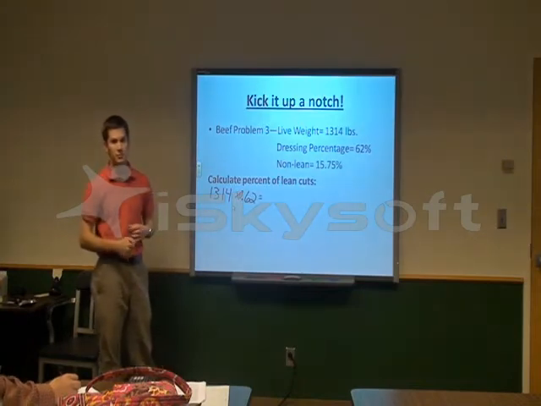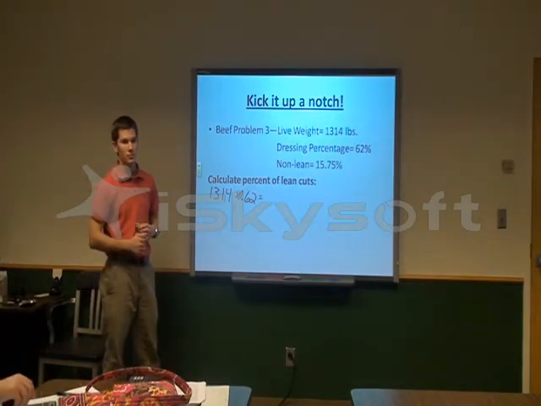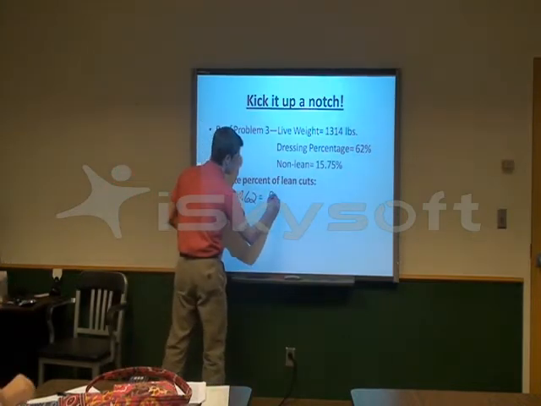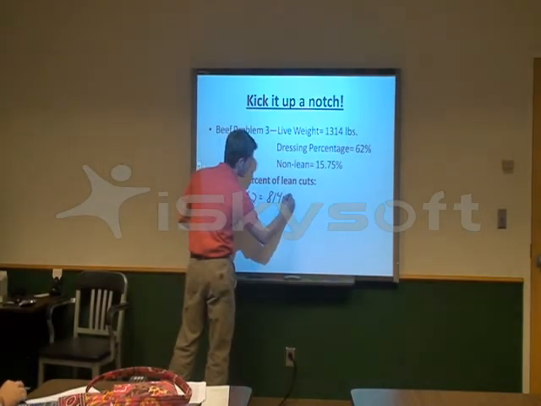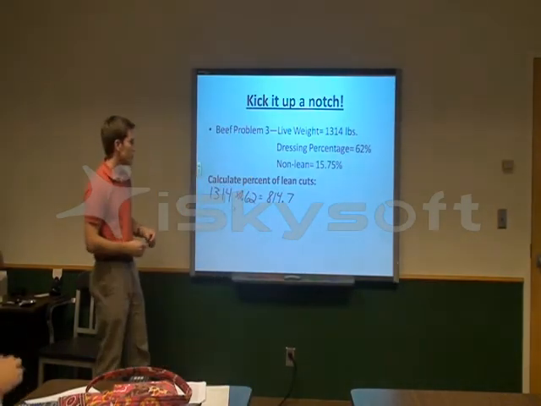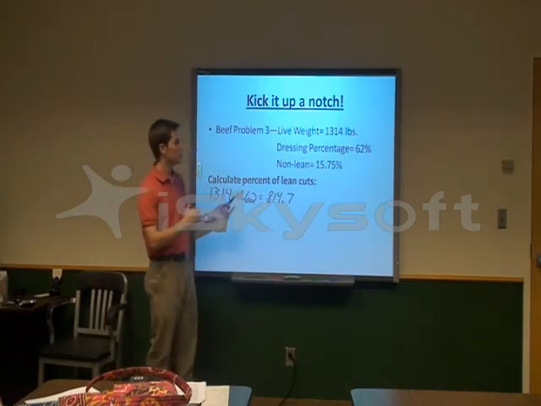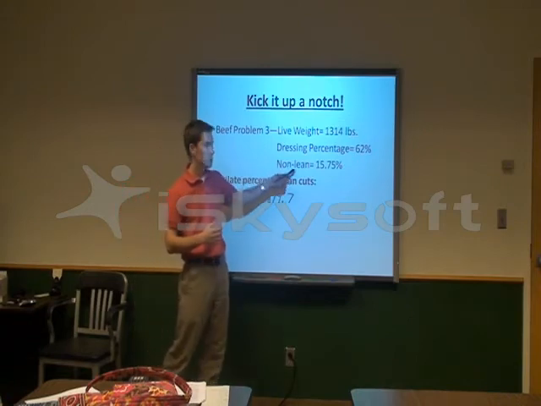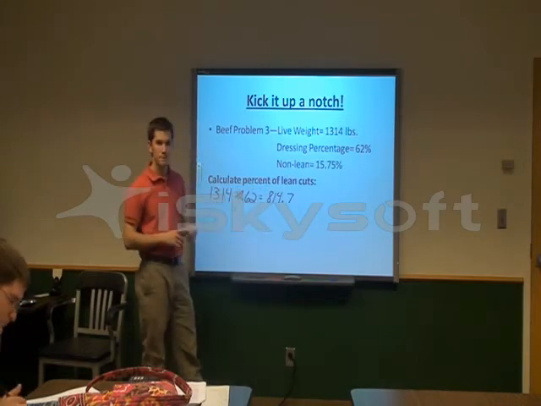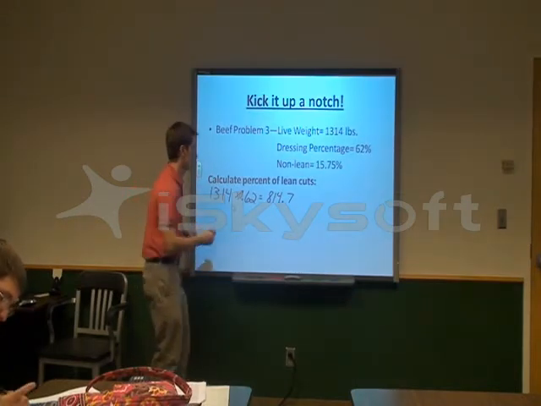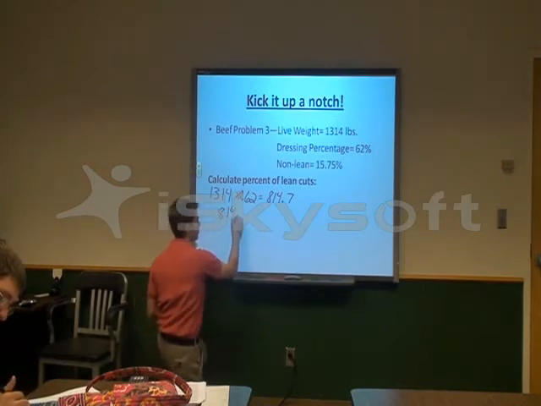What does that give us? 814.68, around 814.7. So that's going to be our hot carcass weight right there. That takes us back to the same spot we were at before. So we do 814.7 times 0.1575.